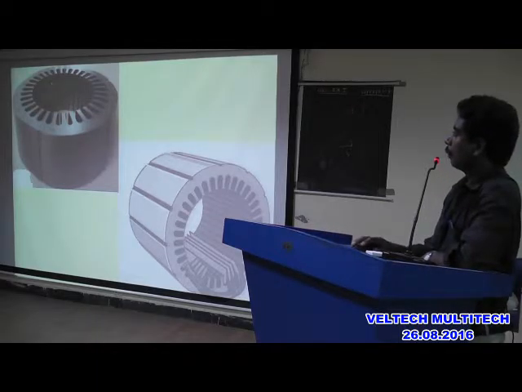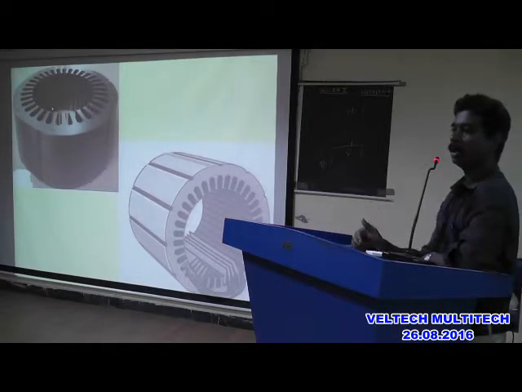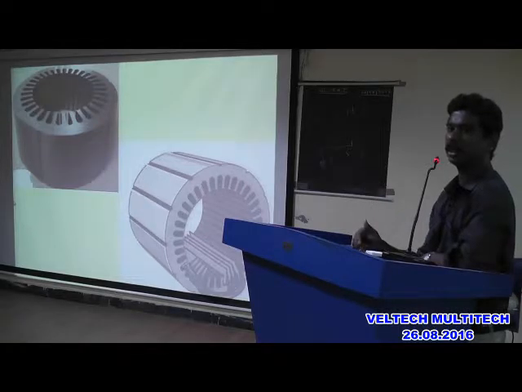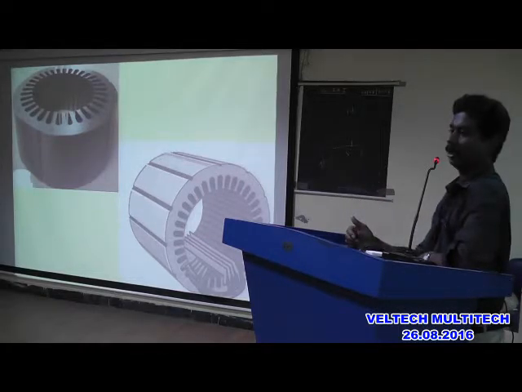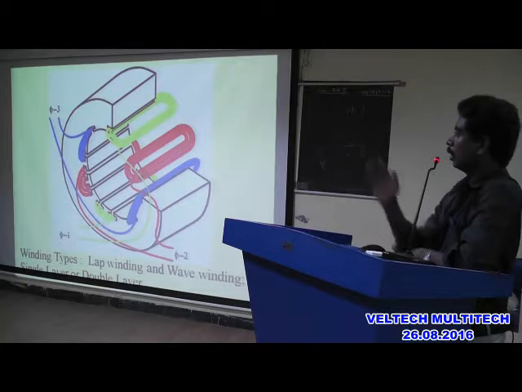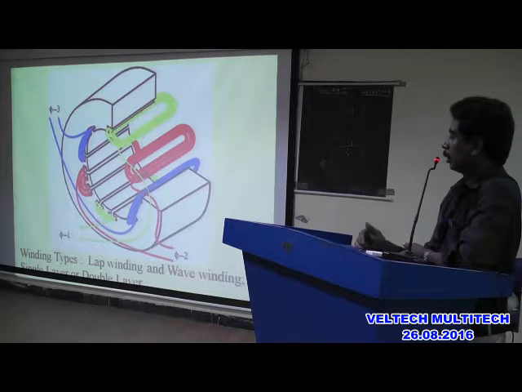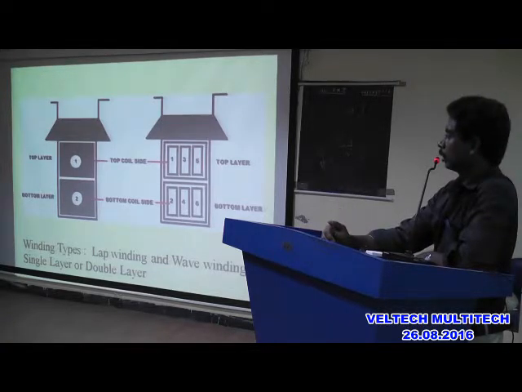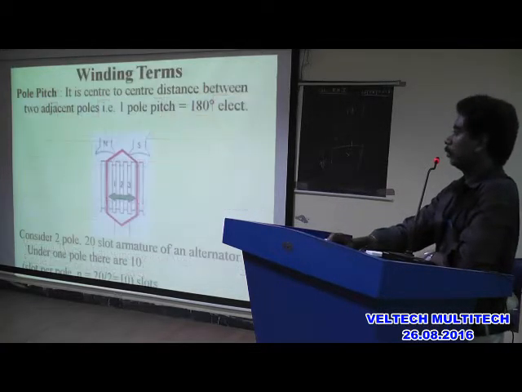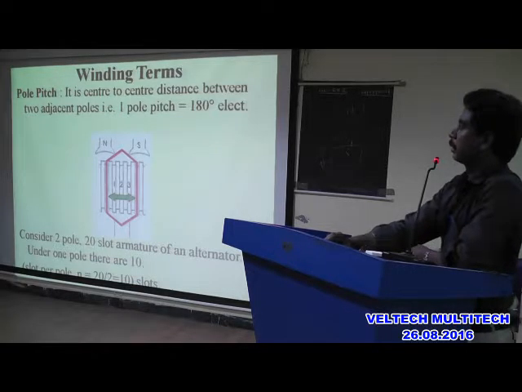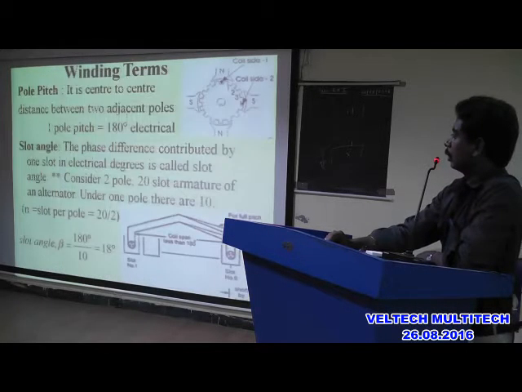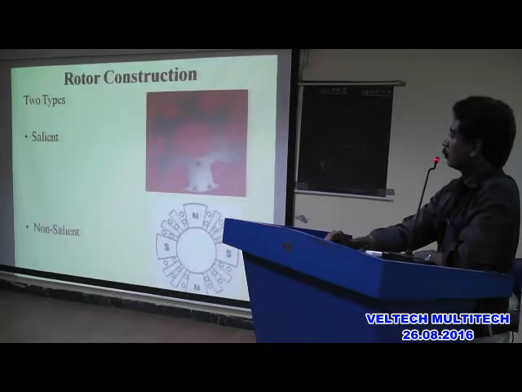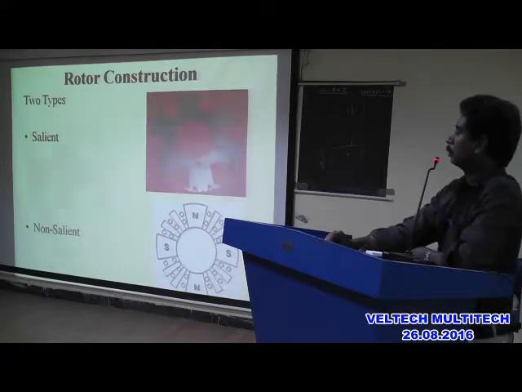The inner periphery has a number of slots to house the armature winding. In case of a three-phase alternator, we will place the three-phase armature winding, RYB, three windings. Then we have single layer winding or double layer winding in the armature. Then you know the basics, the pole pitch, slot angle and all. The rotor types I have already mentioned: salient pole and non-salient pole.